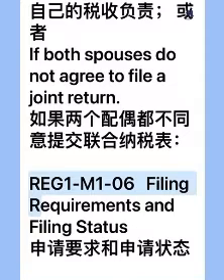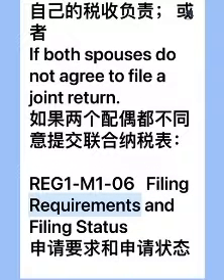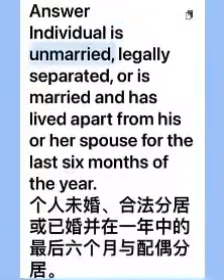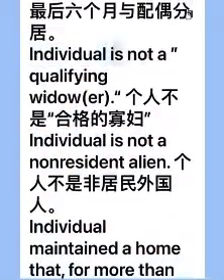Reg 1M1-06. Filing requirements and filing status. Question: What are the criteria for selecting the head of household filing status? Answer: Individual is unmarried, legally separated, or is married and has lived apart from his or her spouse for the last 6 months of the year. Individual is not a qualifying widow. Individual is not a non-resident alien.